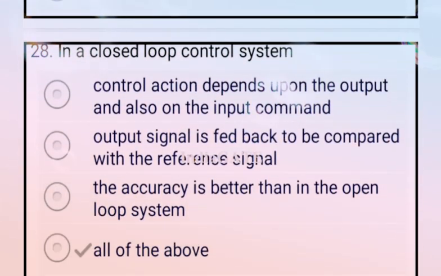Next question, in a closed loop control system? So correct answer is option D, all of these, and options are: A, control action depends upon the output and also on input command; B, output signal is fed back to be compared with the reference signal; and C, the accuracy is better than the open loop system. So all of these are correct answer.